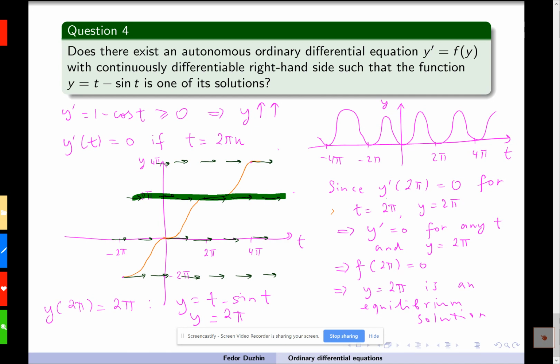And this is a contradiction to the Picard-Lindelof theorem. The Picard-Lindelof theorem tells us that a solution of an initial value problem is always unique. And here we have found two different solutions: one is the given one, t minus sine t, and the other one is the constant 2 pi, that comes from the assumption that the differential equation is autonomous. Because of that contradiction, this is impossible. Therefore, there does not exist such an autonomous differential equation.